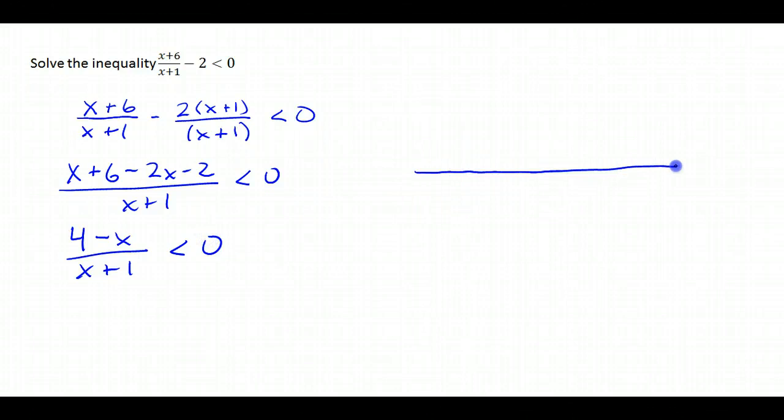All right, so on our number line, first of all, if x is 4, it will equal 0. So I'll put an open circle there because I don't want it to equal 0. I want it to be less than 0. And also, if x is negative 1, the whole thing is undefined, so I have to avoid that spot too. So I'll put an open circle there.